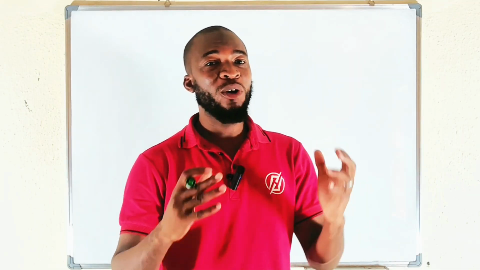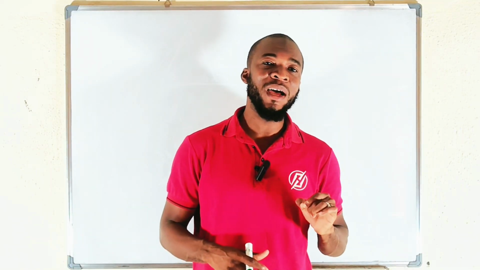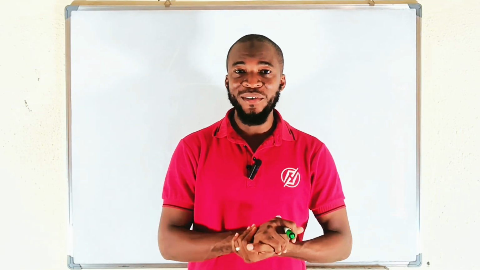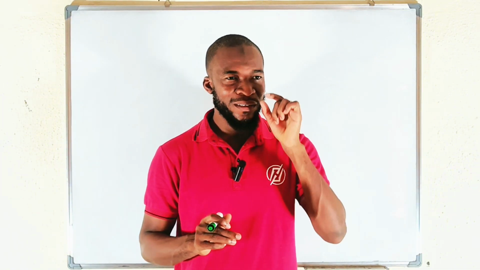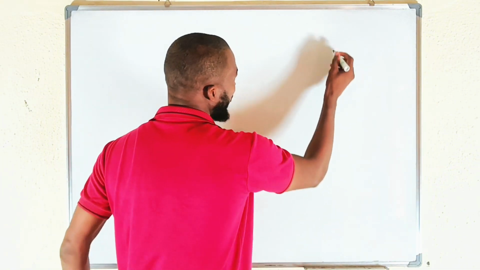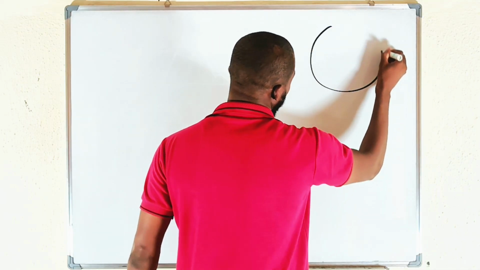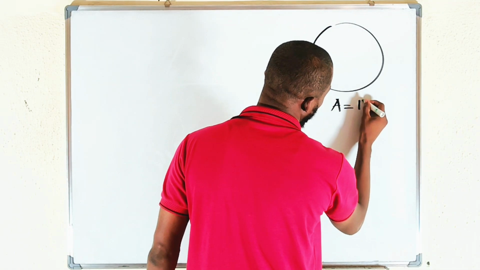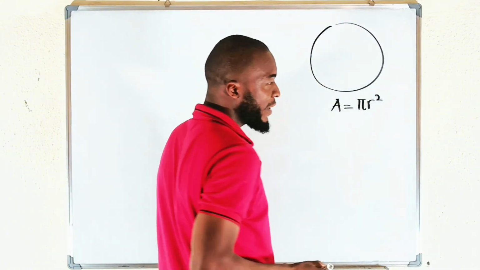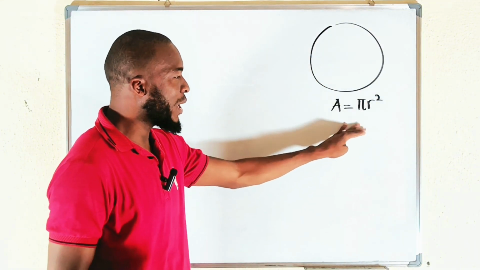In this tutorial, we are going to learn how to derive the formula used to calculate the area of a circle, which is pi r squared. So if you are a calculus student, stick to the end. Assuming we have a circle, we have learned that the area is given by the formula pi r squared, right? So we would like to derive this important formula.